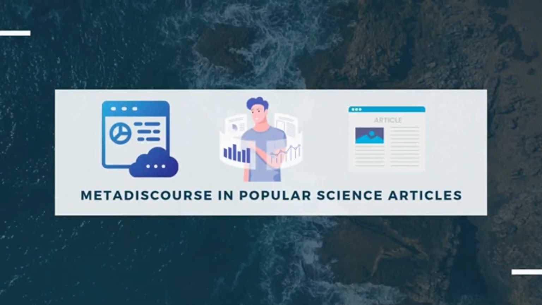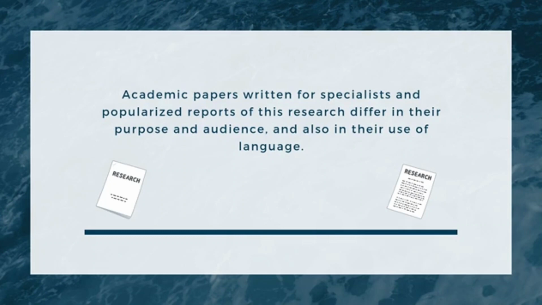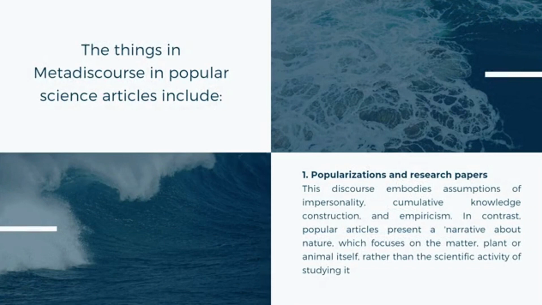The second thing is genre, metadiscourse, and popular science articles. Academic papers written for specialists and popularized reports of this research differ in their purpose and audience, and also in their use of language. The things in metadiscourse and popular science articles include, the first thing, popularization and research paper. This discourse embodies assumptions of impersonality, cumulative knowledge construction, and empiricism. In contrast, popular articles present a narrative about nature, which focuses on the matter, plant, or animal itself, rather than the specific activity of studying it.